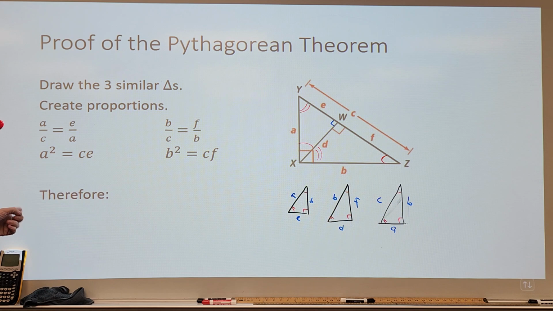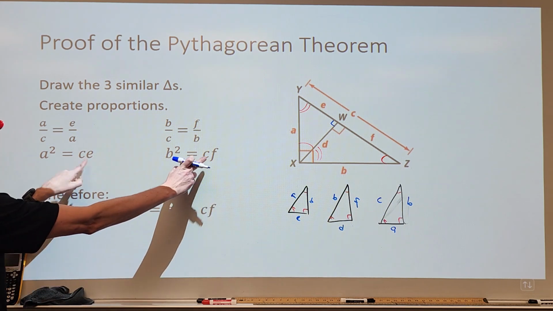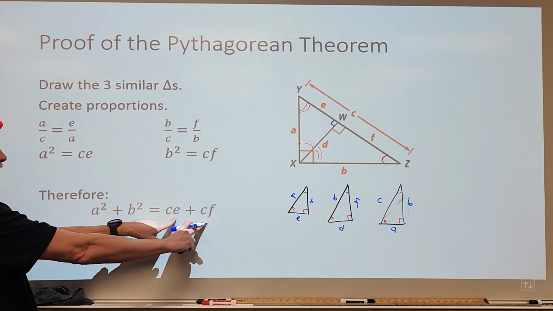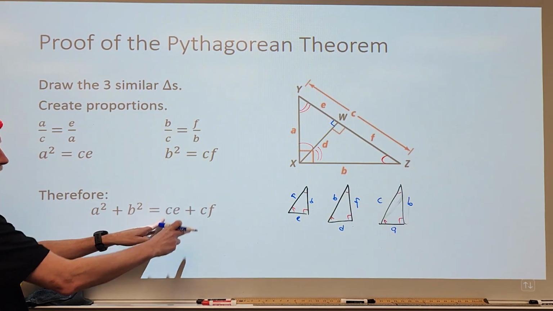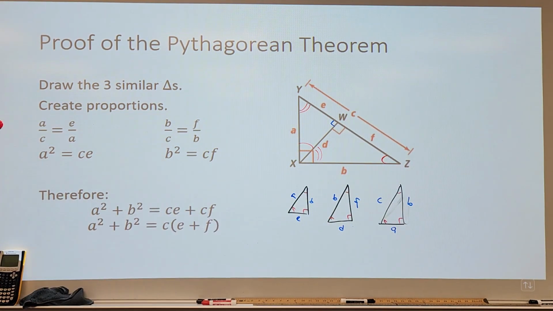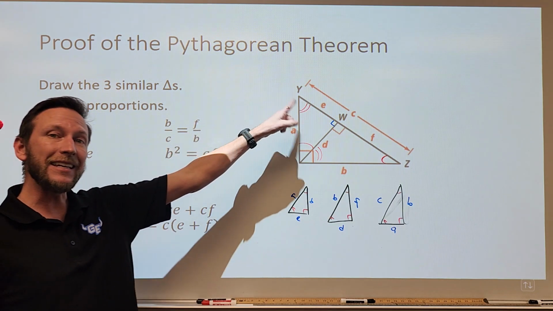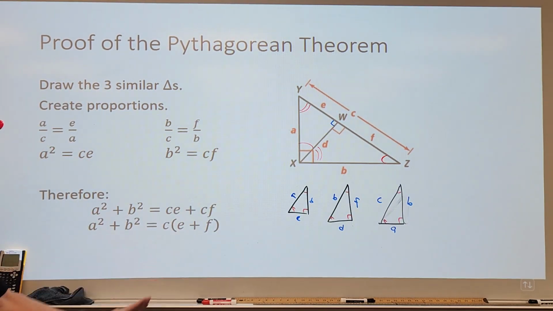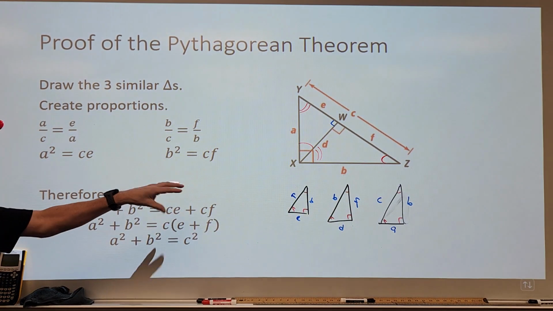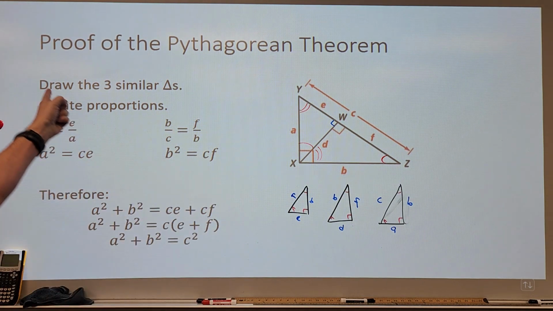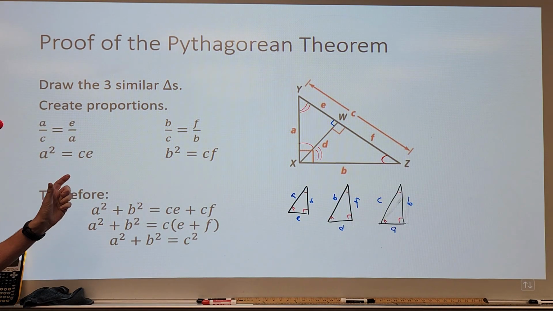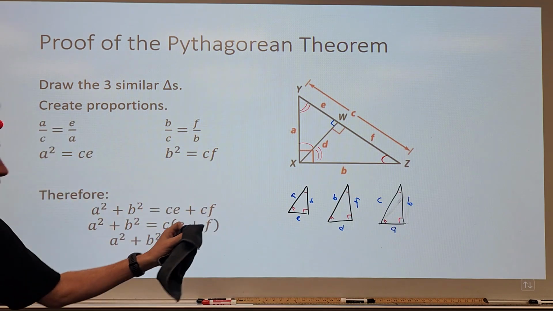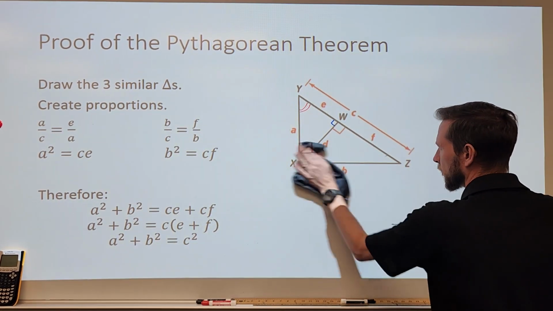Now when I add A squared and B squared, I get CE and CF. And if I factor out that C, I have C times E plus F. And we know that E plus F is the length of that hypotenuse C. E plus F is the same as C. So now I have C times C, or C squared. So here is just an exploration of and a proof of that Pythagorean theorem. This is the explanation for why that works. All right? Now you already trusted and already believed that A squared plus B squared equals C squared. And so if this is a stretch in your understanding, please see me with that question.